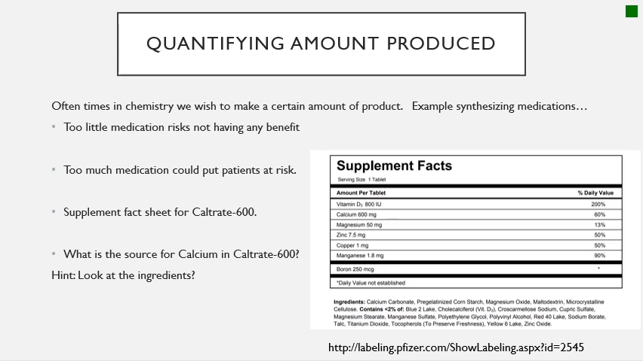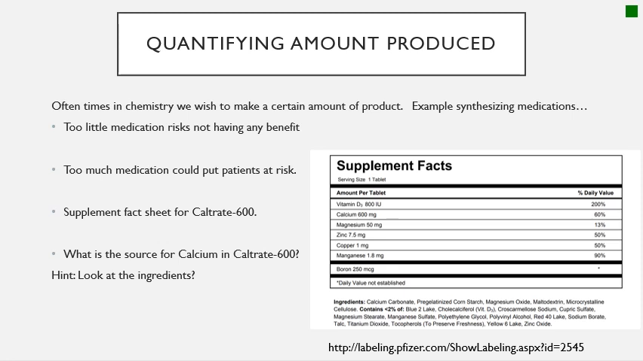It's one of the basic things that we do. We want to make a certain amount. Let's take, for example, making a medication. If we make too much medicine, it could put our patients at risk because it could harm them from some sort of an overdose. If we give them too little medication, it's not going to have any benefit for them. We want to give them enough medication that they're helped, but not having detrimental effects from having too much.